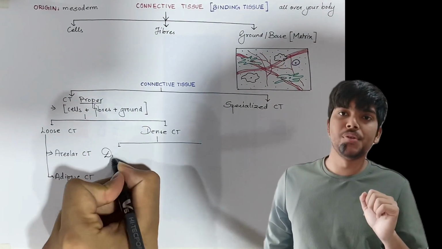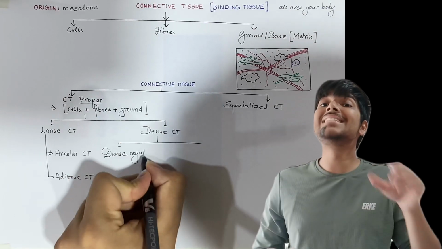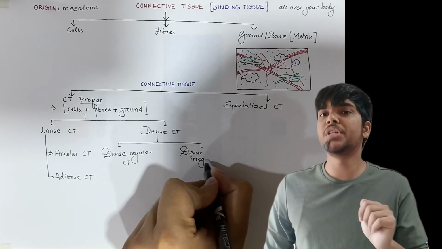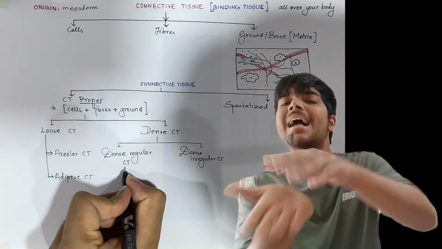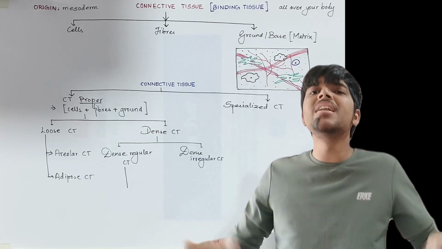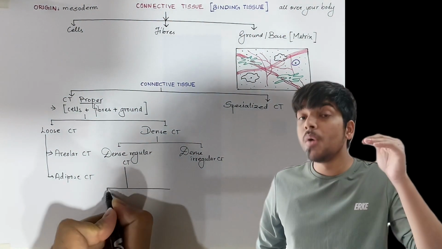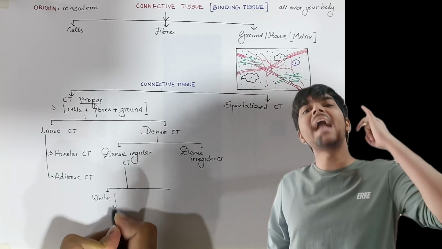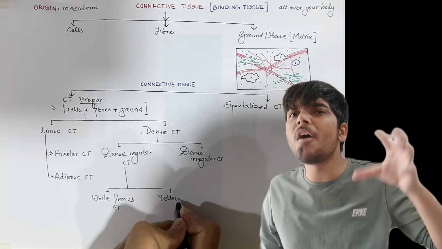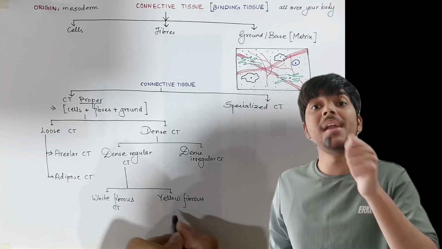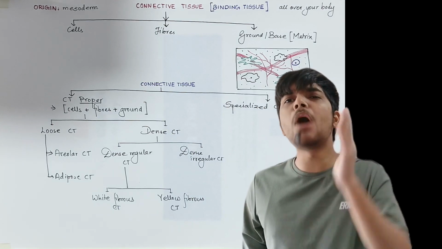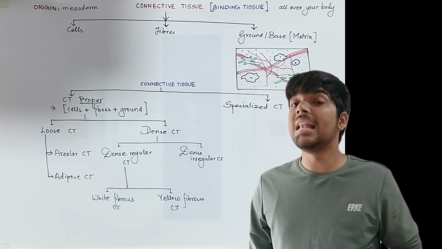dense regular connective tissue. Dense connective tissue can further be divided into dense regular connective tissue and dense irregular connective tissue. In dense regular connective tissue, the fibers are arranged in a regular fashion, while in dense irregular connective tissue, the fibers are spread and irregularly arranged. Under dense regular connective tissue, we're going to deal with white fibrous connective tissue and yellow fibrous connective tissue. White fibrous connective tissue is called so because it is composed of high amount of white fibers and it is found in tendons, while your yellow fibrous connective tissue is called so because it is composed of high amount of yellow fibers and it is found in ligaments.